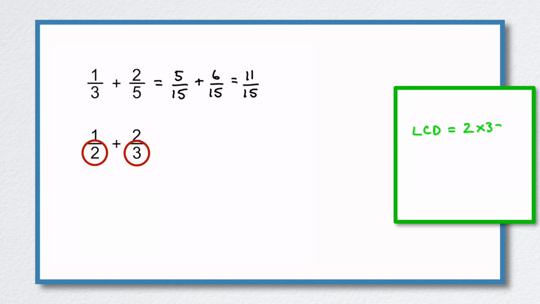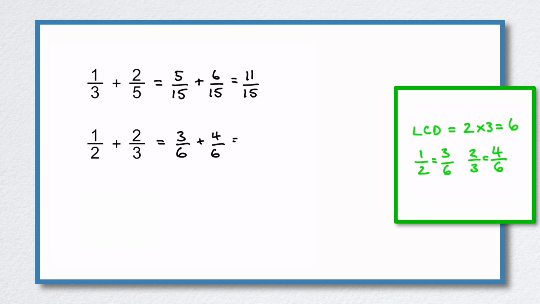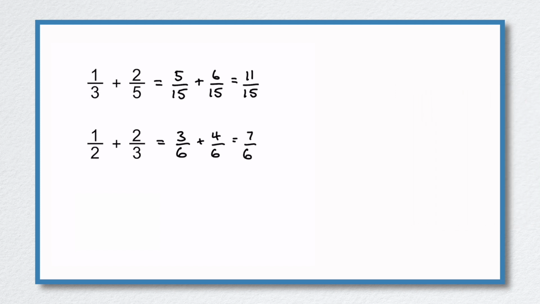2 multiplied by 3 is equal to 6. So we write 1/2 as something over 6, and we write 2/3 as something over 6. 1/2 is 3/6, and 2/3 is 4/6. 3/6 add 4/6 is equal to 7/6.